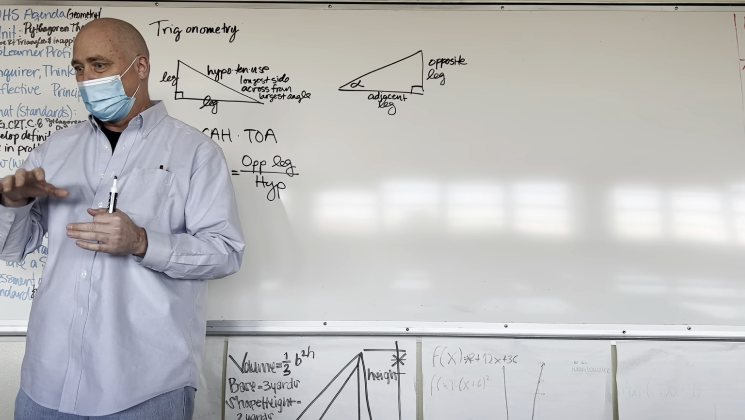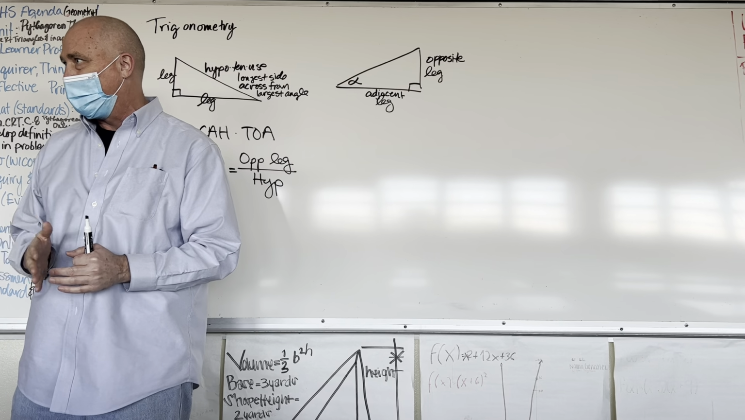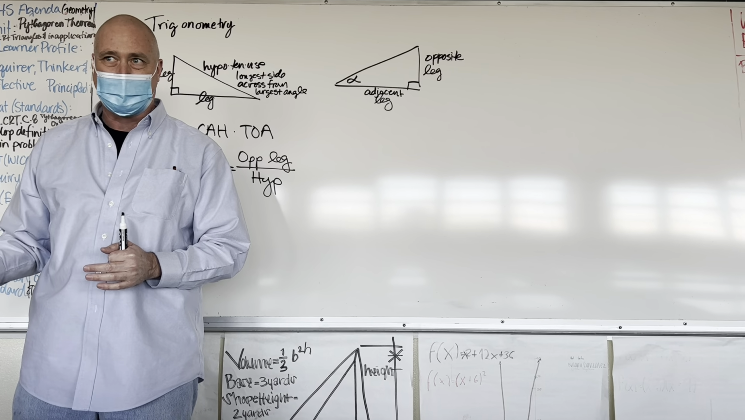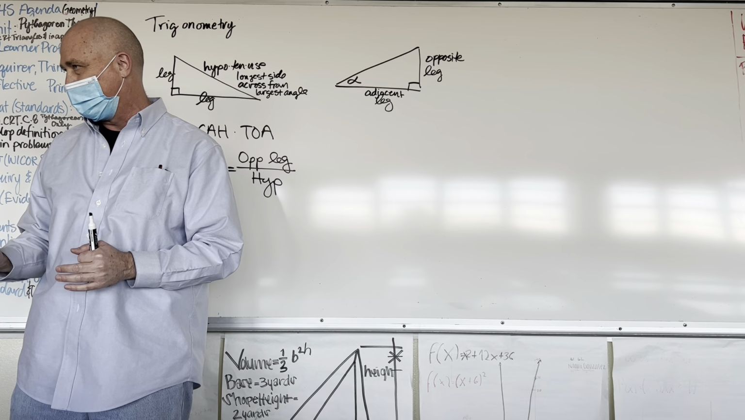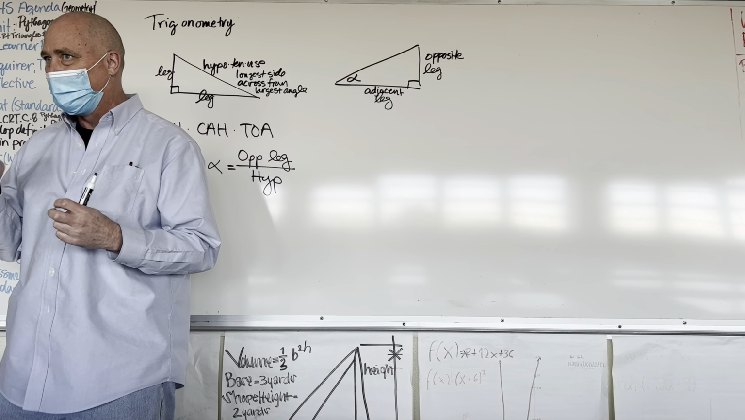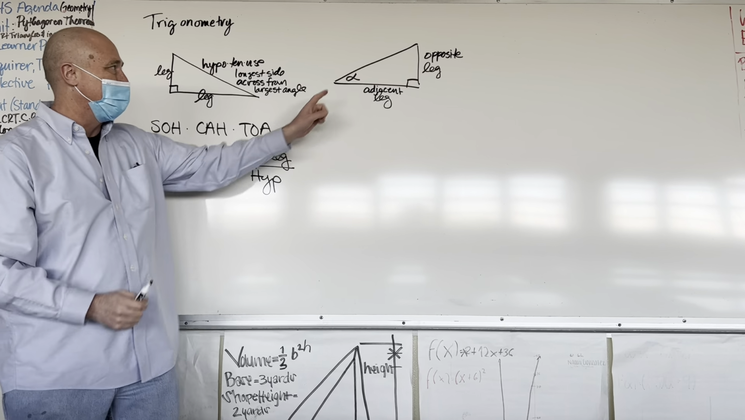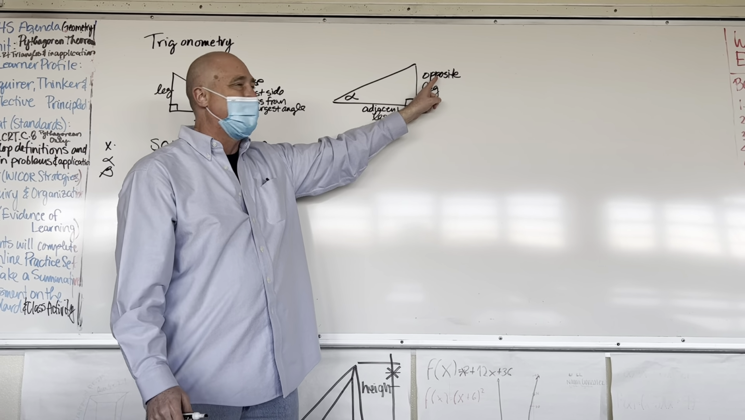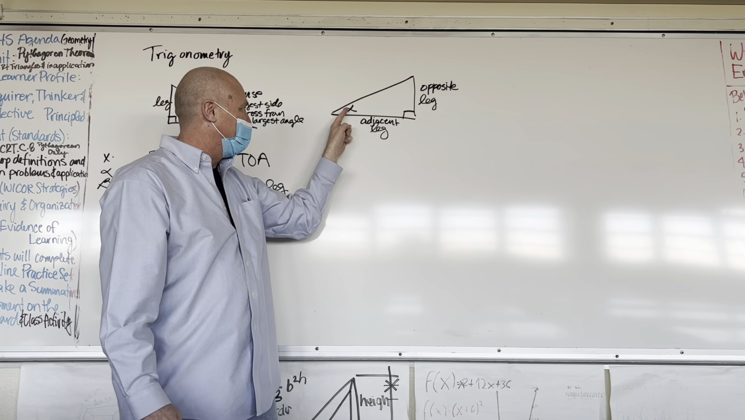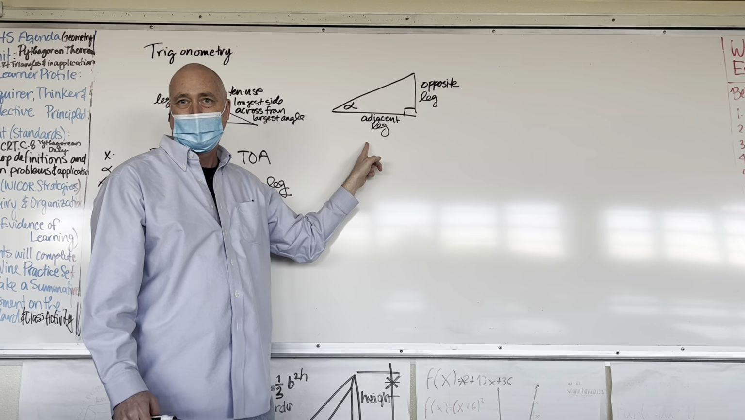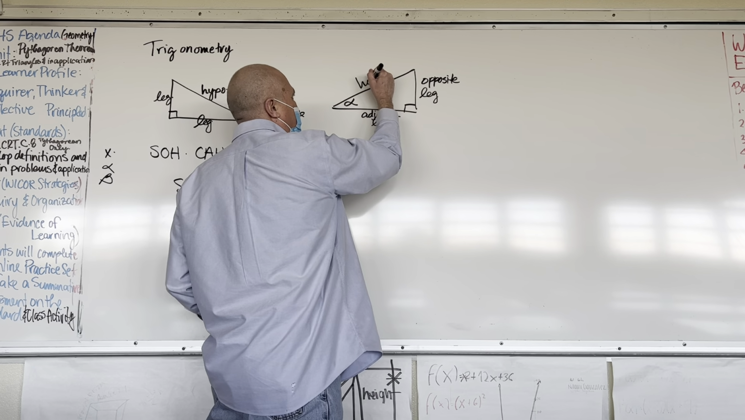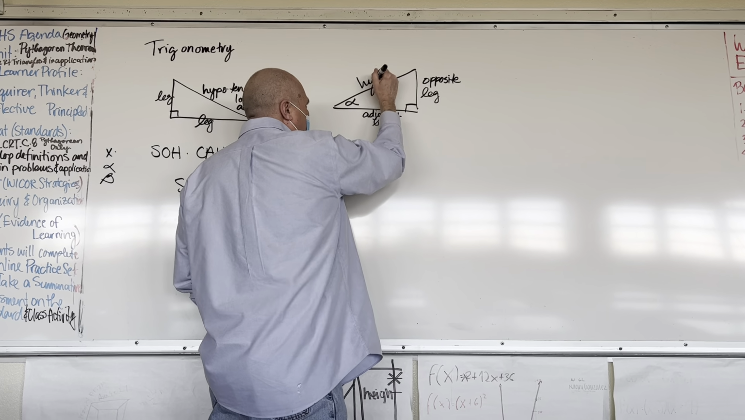And then adjacent means if the two houses are next to each other, they would be said to be adjacent to each other on the same side of the street. Does that make sense? Adjacent means next to. Opposite means across from. So notice across from this angle is opposite, and next to this angle is adjacent. When we're talking about the two legs, this is still the hyp up here. HYP, hyp.